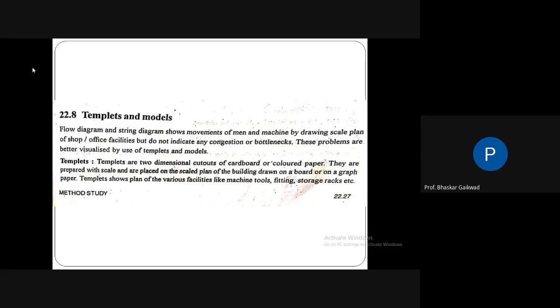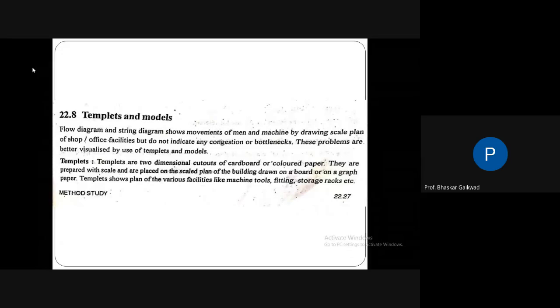So what is a template? Here it is given. Templates are two-dimensional cutouts of cardboard or colored papers, and they are prepared with a scale. Scale must be there, and they are placed on the scale plan of building drawing on board or graph papers.